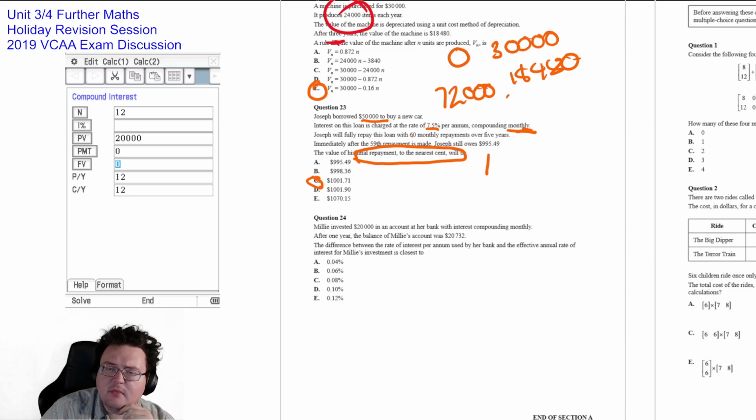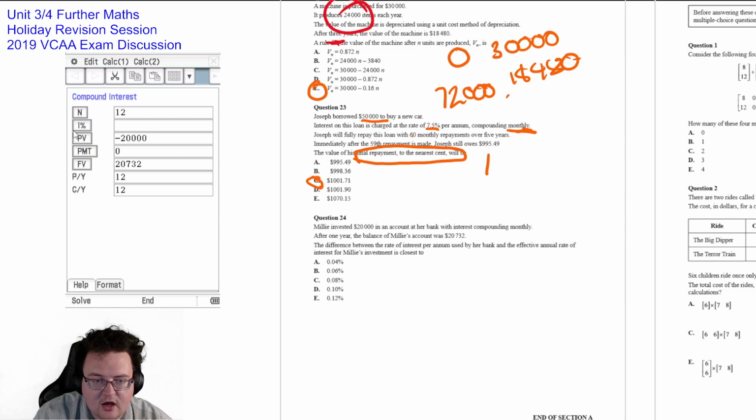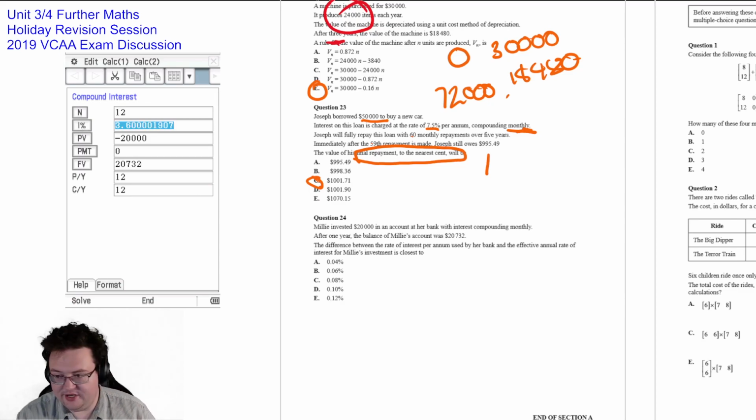Is it 20,000 or is it minus 20,000? This is an investment. Remember, if we are giving money to the bank, it is negative 20,000 because we are giving them the money. We are not making any additional payments, and the final value is going to be 20,732. And now we can press solve and get our interest rate, which is 3.6.